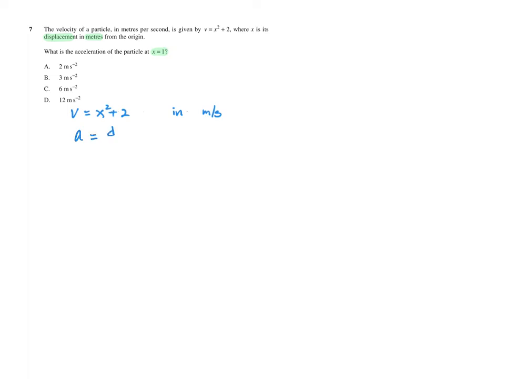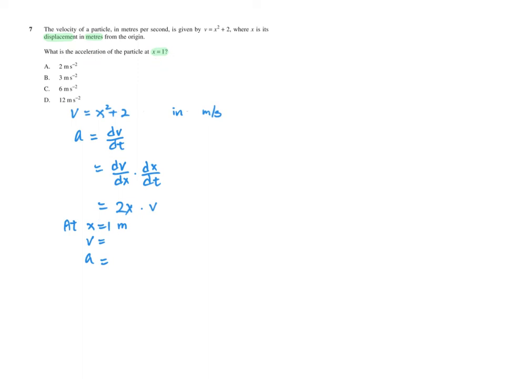Acceleration should be equal to dv over dt. And now, since v is in terms of x, by the chain rule you should have this one: dv over dx times dx over dt. And from the velocity displacement equation, dv over dx should be equal to 2x, and dx over dt should be equal to v. Now we have everything, we just put it back, because the question asks for the acceleration at x equal to 1.